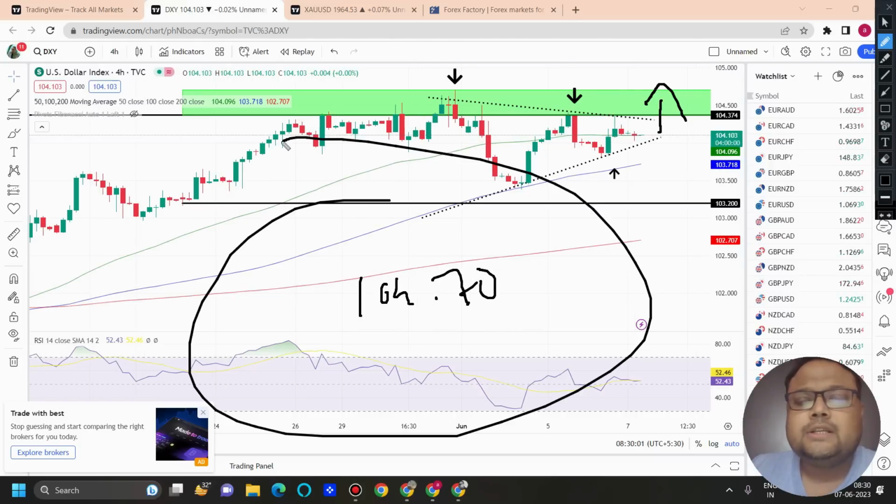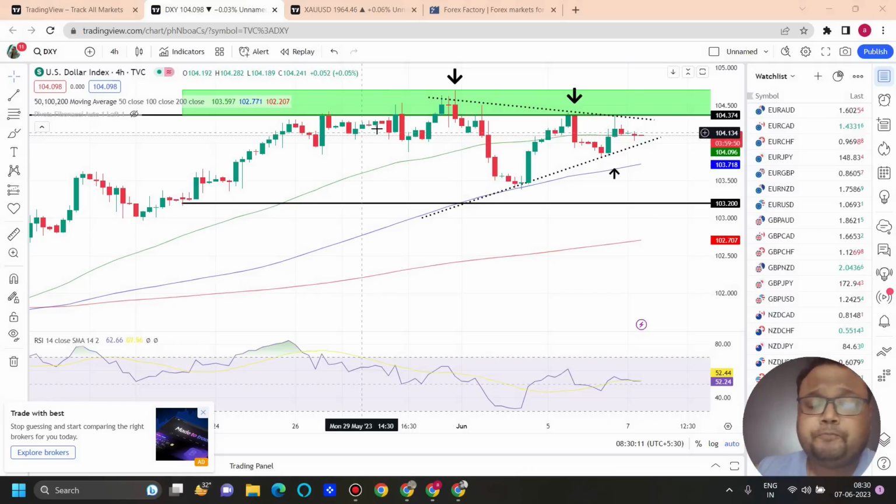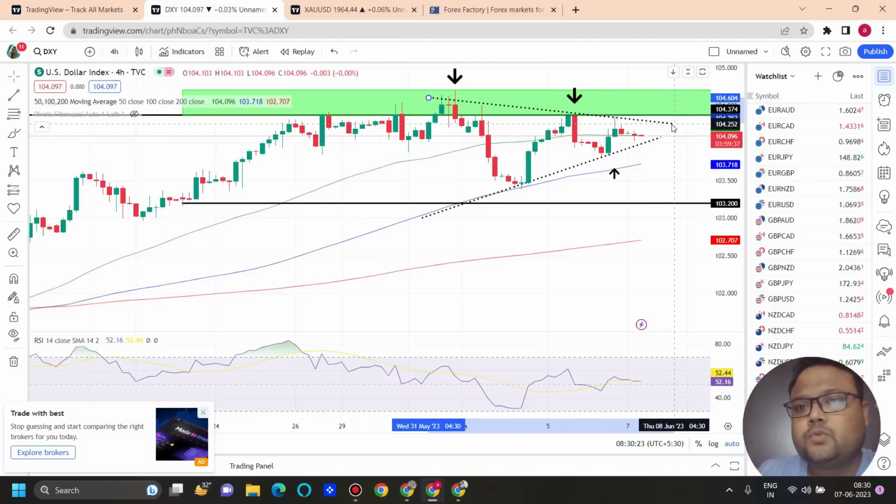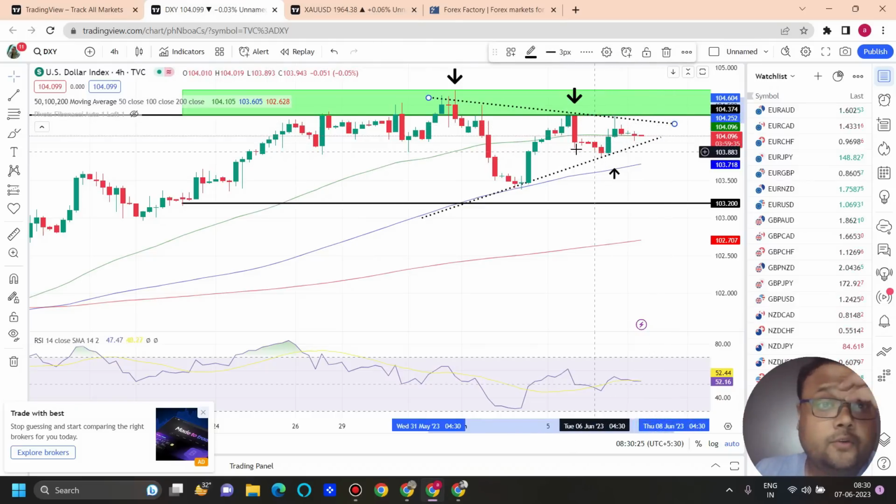104.70 is still the resistance for the market, but if the intensity of the breakout is too high, then obviously the market will not respect 104.70. Today we don't have any news, otherwise we would have easily expected a breakout by today. But today we don't have any news. Tomorrow there is news, so let's wait and watch. So dollar is heading towards a narrow channel. Dollar is squeezing, so let's wait and watch.